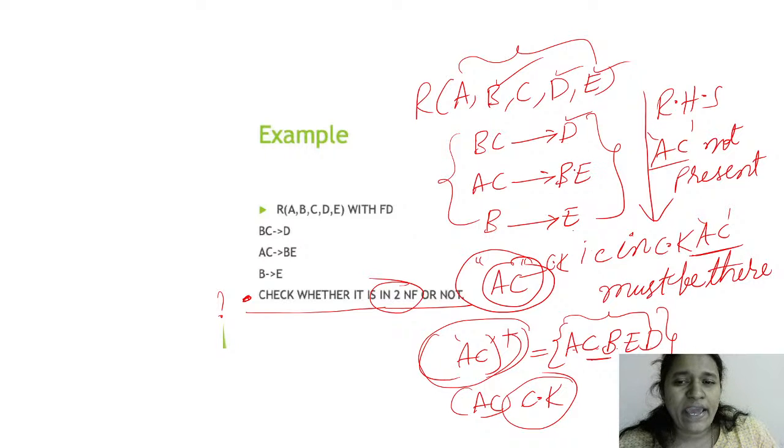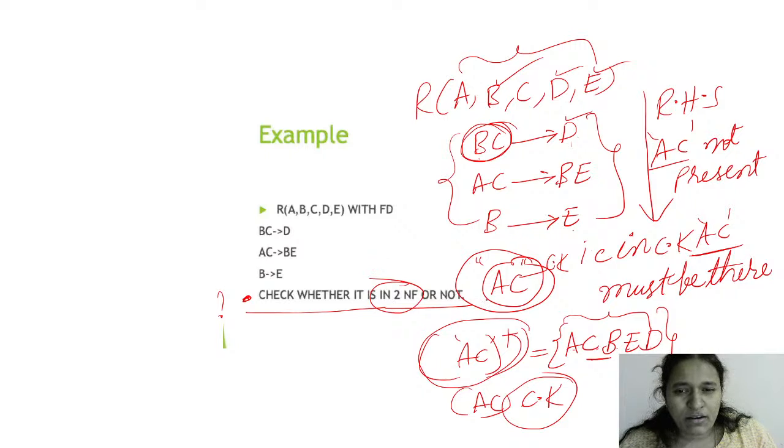Suppose A or C, or the complete AC, is present in the right hand side of any functional dependency, then we have to check the closure of that left side. If we get the complete attribute set, then that also becomes a candidate key. We will see that type of question also. Now don't worry about that.